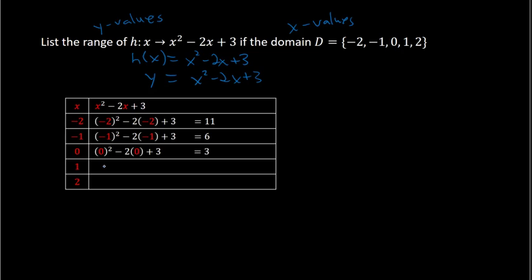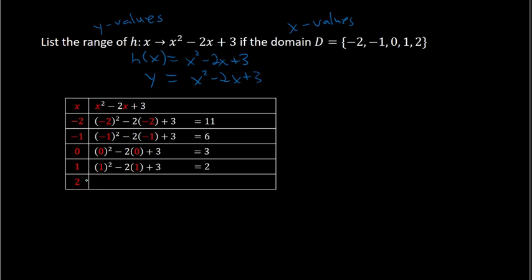Next we can plug a 1 in. So we have 1 squared minus 2 times 1 plus 3. 1 squared is 1. 2 times 1 is 2. So 1 minus 2 is -1. The -1 plus 3 is going to be 2.